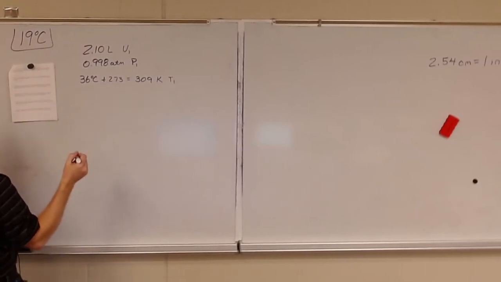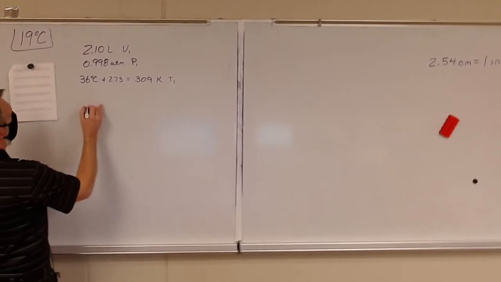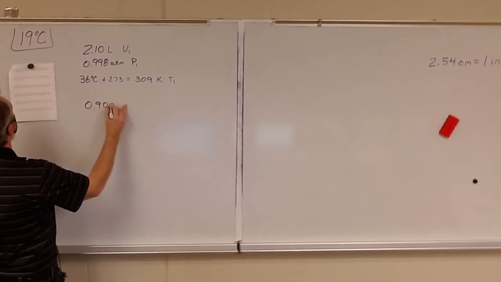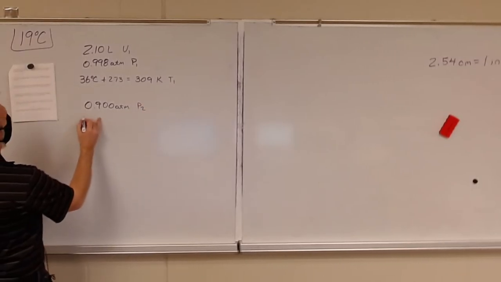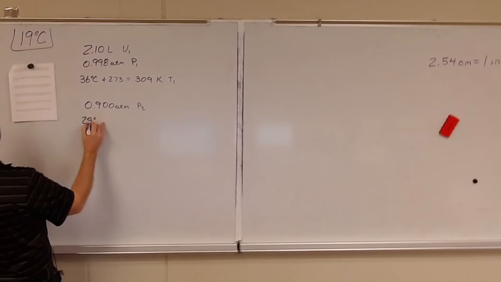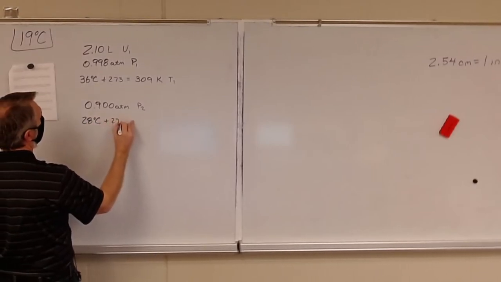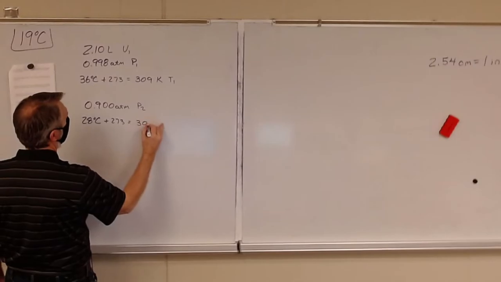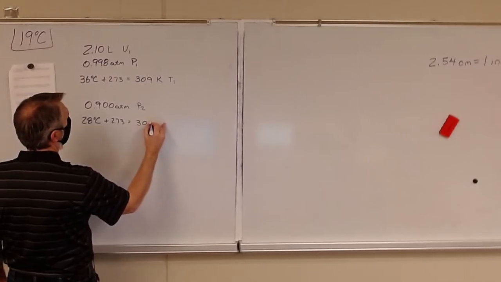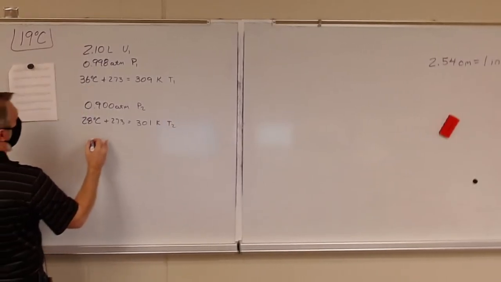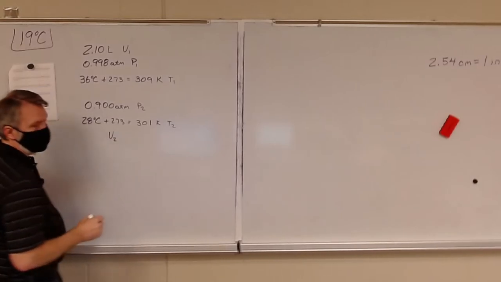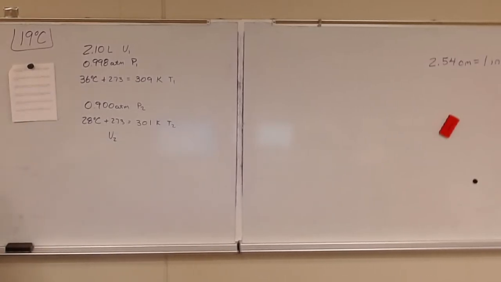If it is released and rises to an elevation at which the pressure is 0.900 atm, that's P2, and the temperature is 28 degrees Celsius, it's T2. What will be the new volume? So I'm looking for V2. Okay? And again, y'all can just write this little above your problem so you can keep up with it.